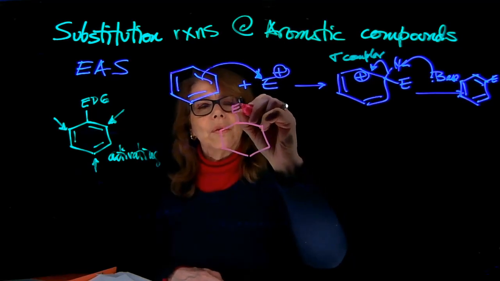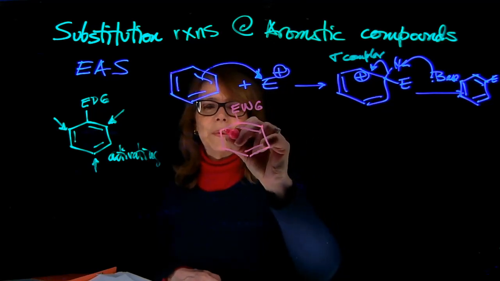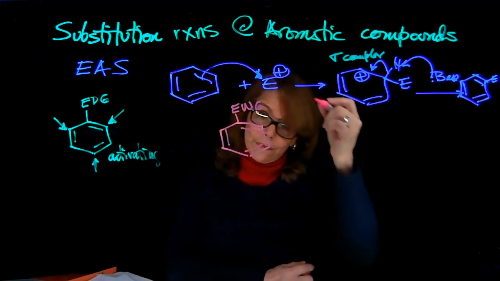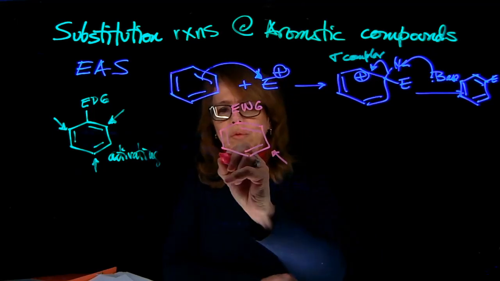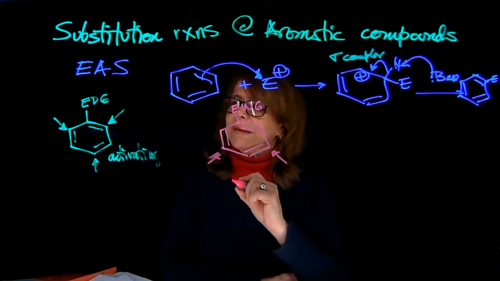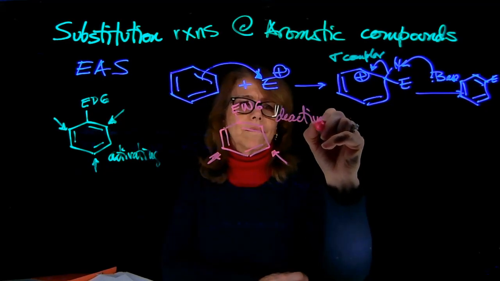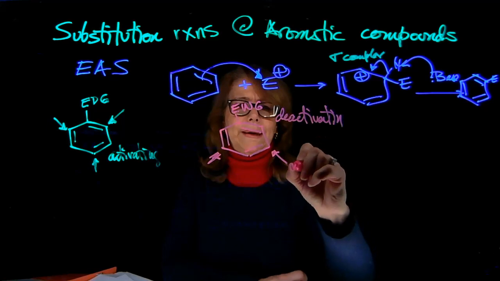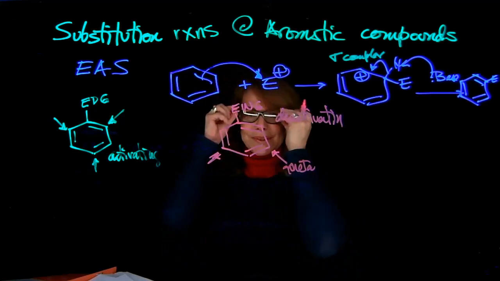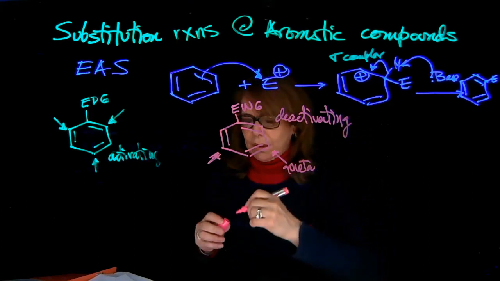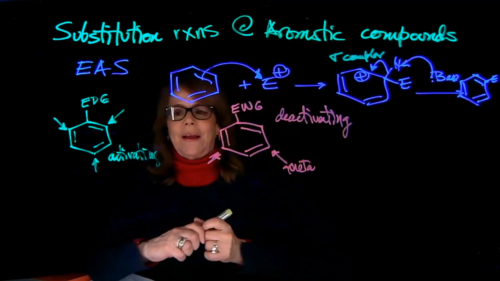Electron withdrawing groups, for the most part, are going to be removing electron density from the ring, making it less reactive, and they will be meta directing. So these are deactivating and meta directing. We have two meta positions, right? Now, we said that we had one exception, and that is the halides.